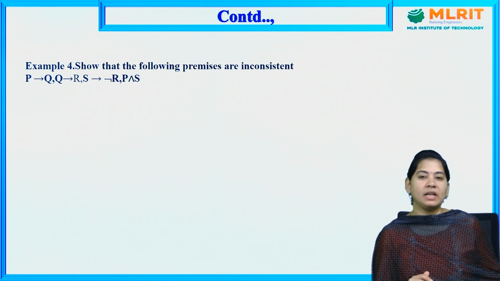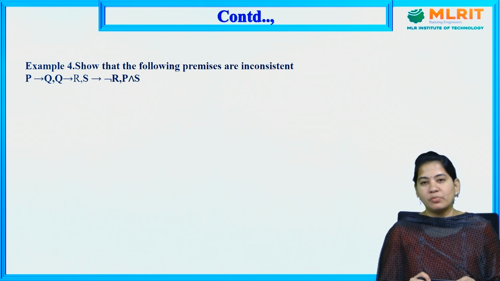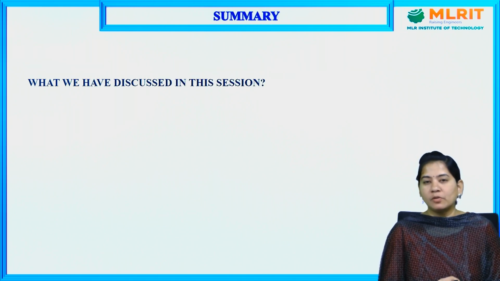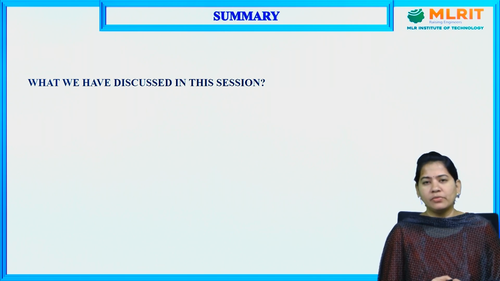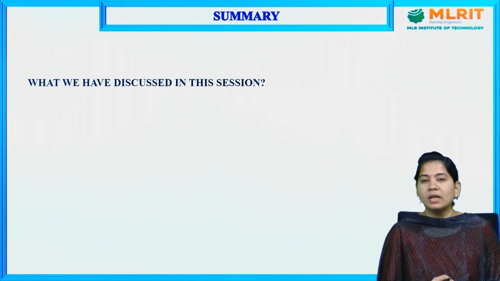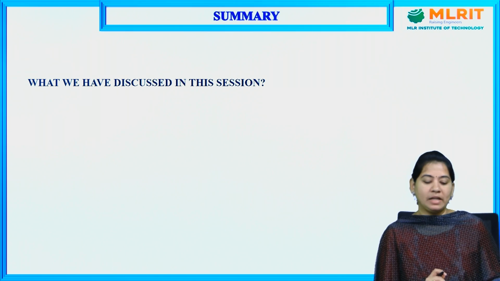So by this, we'll end the session. We have solved the examples of indirect method or inconsistency of premises. What we have discussed today is, what is indirect method of proof? What are the steps that we need to follow to solve the derivation of the indirect method of proof? And we have also seen a few examples on this. We have also seen what is the difference between inconsistency of premises and indirect method of proof. And one example we have seen for the inconsistency of the premises also. So by this, we'll end the session. Thank you.